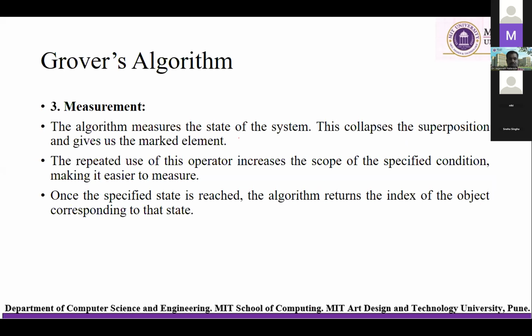Measurement: the algorithm measures the state of the system. This collapses the superposition and gives us the marked element. Repeated use of this operator increases the amplitude of the specified condition, making it easier to measure. Once the specified state is reached, the algorithm returns the index of the object corresponding to that particular state.